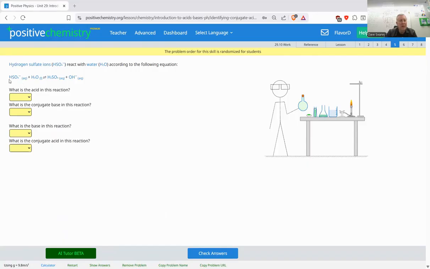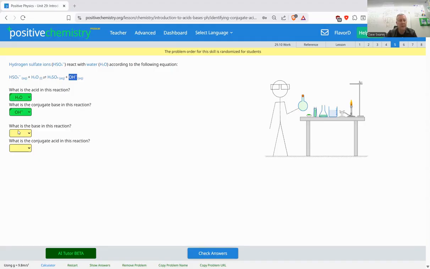So the HSO4 actually gained an H because now that's H2. The H2O lost an H, so it had donated an H plus. It went from 2 H's to 1 H, so it is the acid. The H2O is the acid. It formed the conjugate base. So the OH minus is the conjugate base. It's the base that got formed out of the acid.